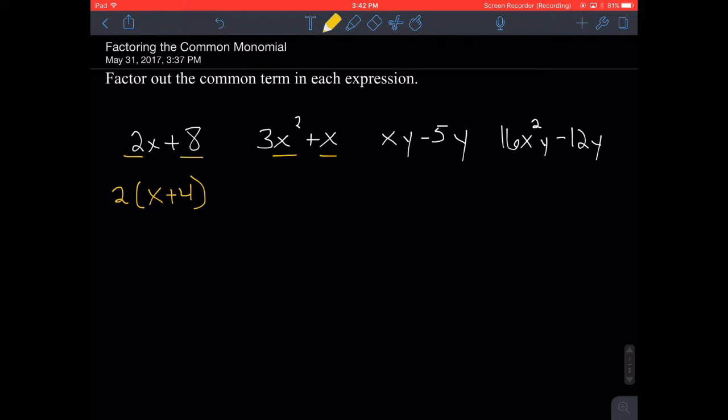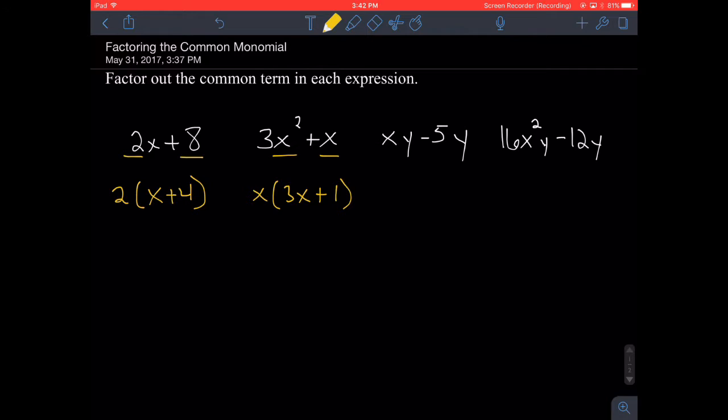Next up we have 3x squared plus x. Now I know it doesn't look like they have anything in common, but they can both be divided by x. So when I factor, I'm going to factor out an x, like this. x times 3x squared divided by x is just 3x, plus x divided by x is just 1. And there you have it.